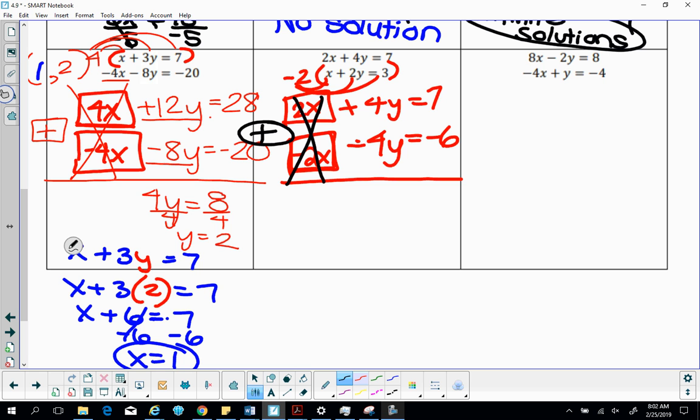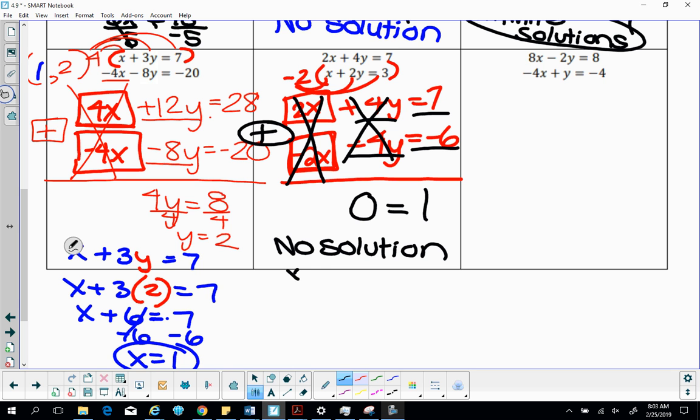Then what's 4 plus negative 4? 0, so they eliminate. And you end up getting 0 equals, what's 7 plus negative 6? 7 minus 6, 1. Does 0 equal 1? Nope. So you should have gotten something like this, and it would be no solution. What type of lines are they if they're no solution? Parallel lines, they're never going to touch. Cool.